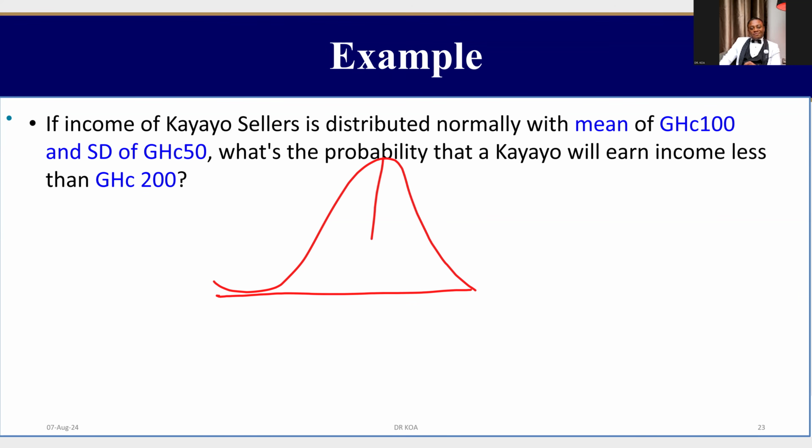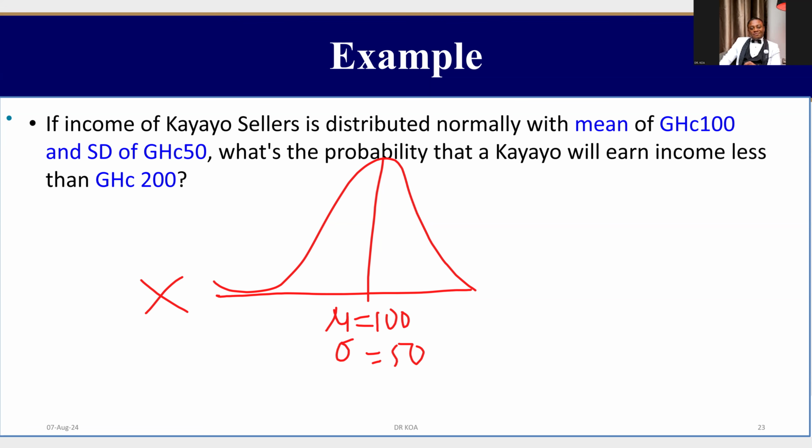Indicate the center. And remember that the center is always the mean, the mu, the population. Go to the question, and you will see that the mean has been given to you. In this case, the mean was what? It's 100. The variance is what? But the standard deviation is 50. 50 cedis. So you got to write that. Everything on that horizontal line is a random variable, X. So 200 is along that line, but the center is 100.